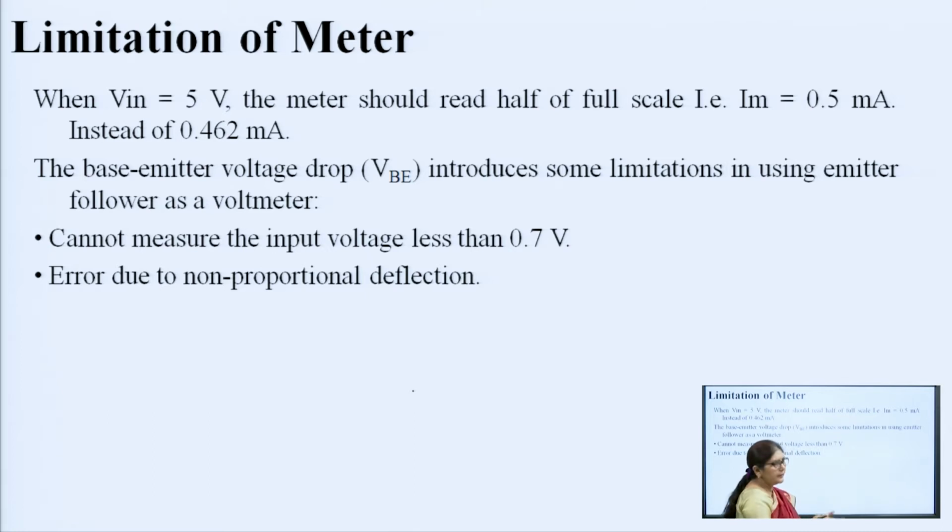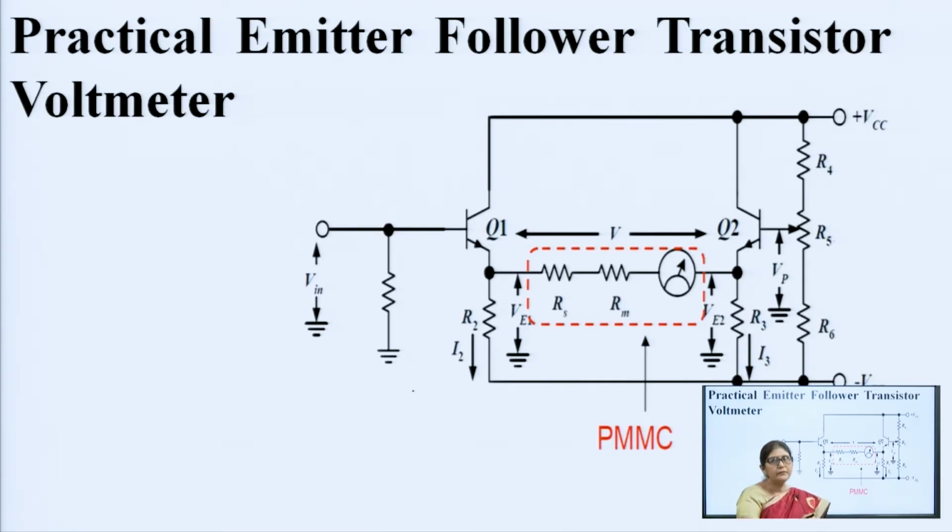So, limitation, as I have already discussed: when V input is 5 volt, the meter current should be 0.5 milliampere, but it is now 0.462 milliamperes. That is the main drawback of this meter, because here is a voltage drop of 0.7 volt. Because of this 0.7 volt drop, the deflection is not proportional. So, to remove this drawback, we are using this type of configuration.